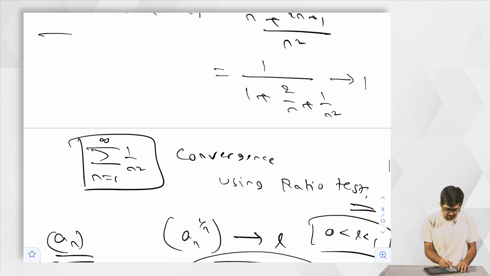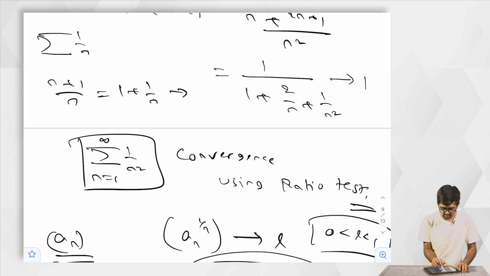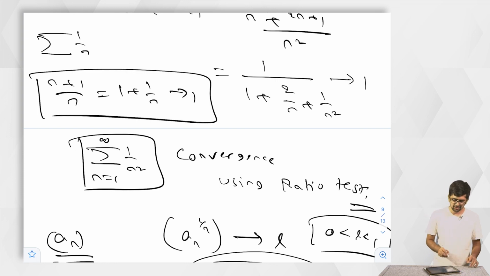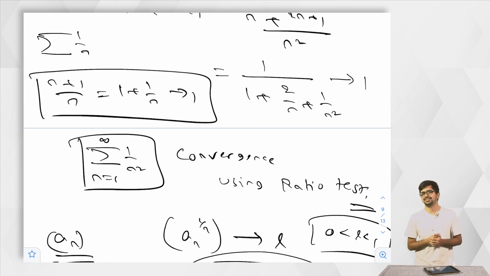Let us check for summation 1 by n. What about n plus 1 by n? This is 1 plus 1 by n, which is going to 1. So the ratio test is not so nice, in the sense that when the limit is going to 1, there is an example of a convergent series and there is an example of a divergent series. So that is not really a nice thing to happen. When it is going to 1, we cannot really say anything because there are two examples.